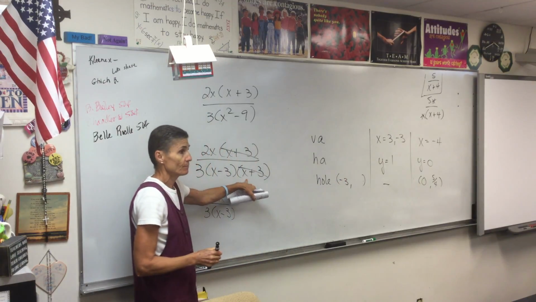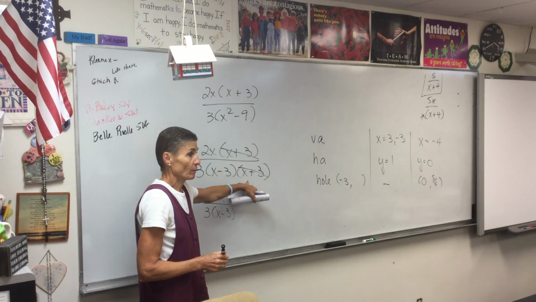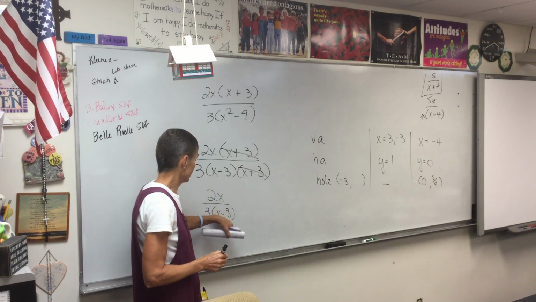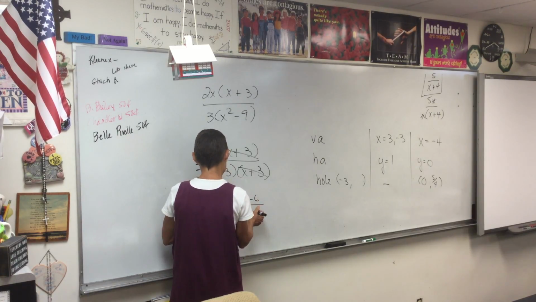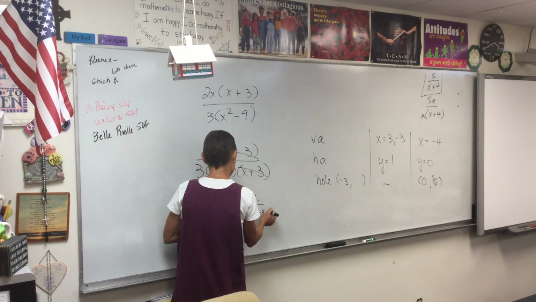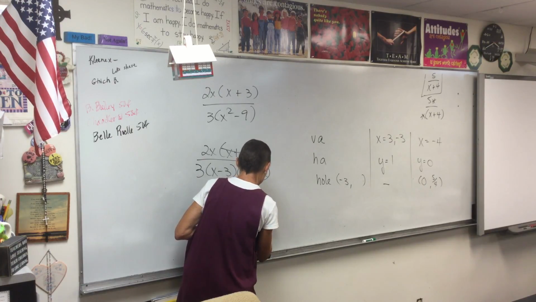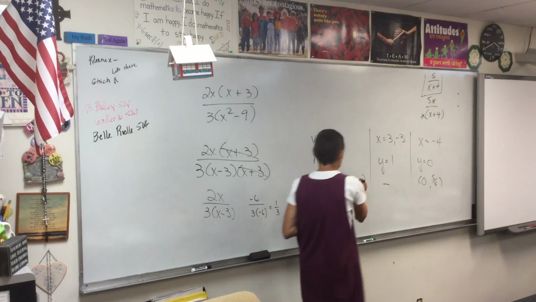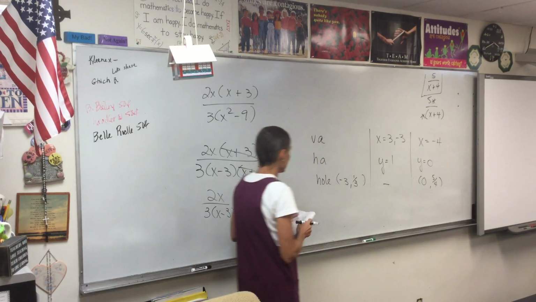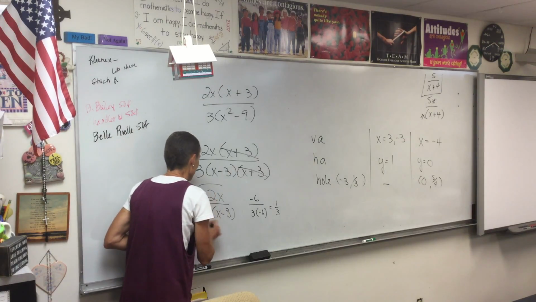Everybody got that? And then I need my y coordinate. And where will I get my y coordinate? Plug negative 3 in here, so that's negative 6 over 3 times negative 6. Did you get 1/3? So I have a hole at negative 3 comma 1/3. This is my problem.